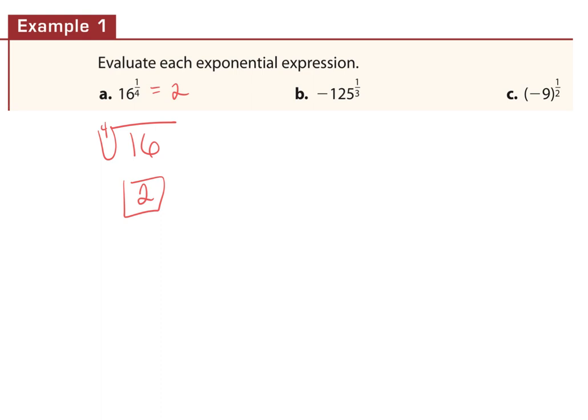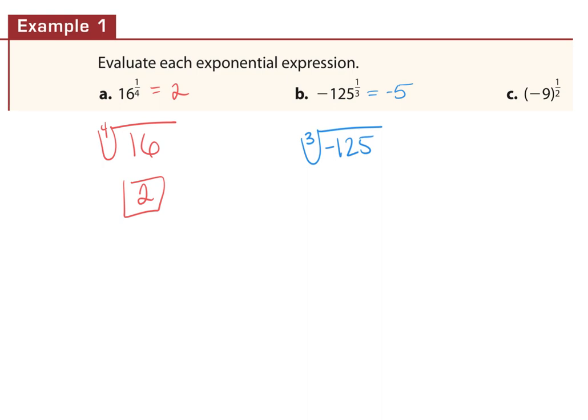Negative 125 to the 1/3. That's the same thing as saying the cubic root of negative 125. That denominator represents my index. We know the cube root of 125 is 5, and since this guy's negative, that's going to be negative 5.